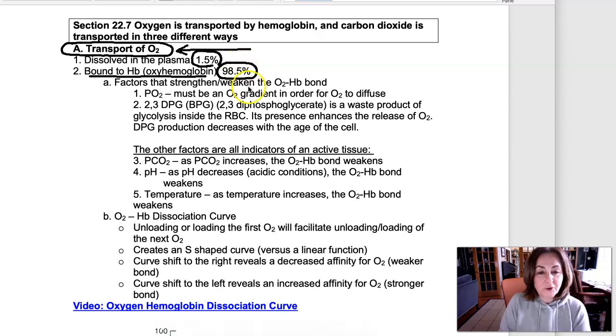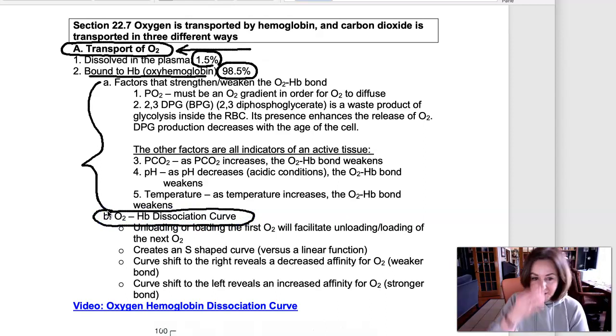What I do in the notes right away is I start talking about the factors that are associated with the strength of this bond between oxygen and hemoglobin. And then, what we do in this class a lot is we look at that in a graph form. So that's basically what I'm doing here. But as far as the oxygen hemoglobin dissociation curve, let me try to show you some pictures and explain this a little bit better.